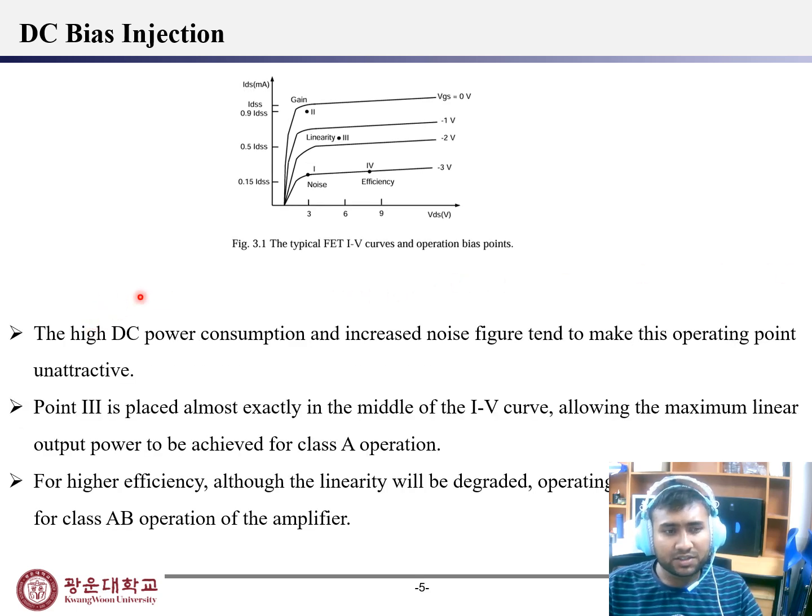Here the high DC power consumption and increased noise figure tend to make the operating point unattractive. Point 3 is placed almost exactly in the middle of the IV curve, allowing the maximum linear output power for class A operation. For higher efficiency, although the linearity will be degraded, an operating point 4 can be used for class AB operation of the amplifier.